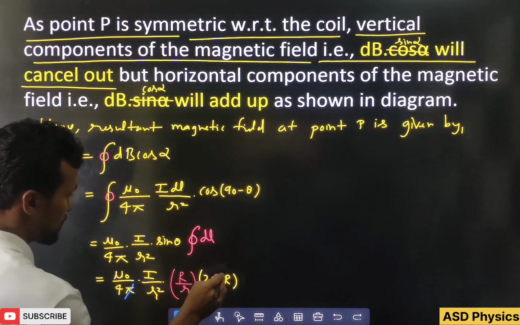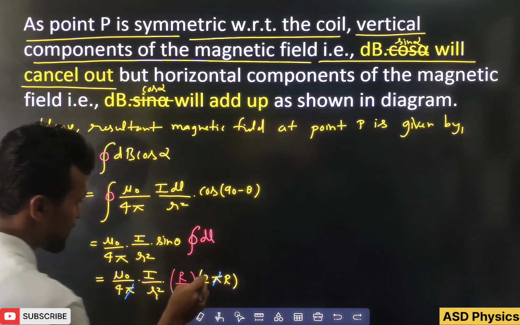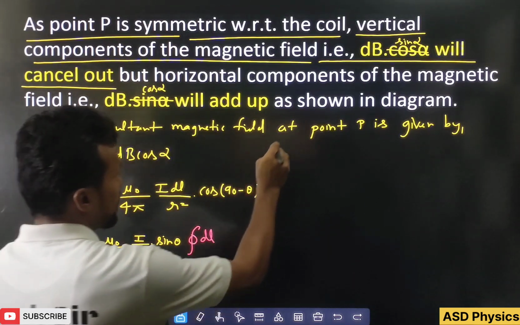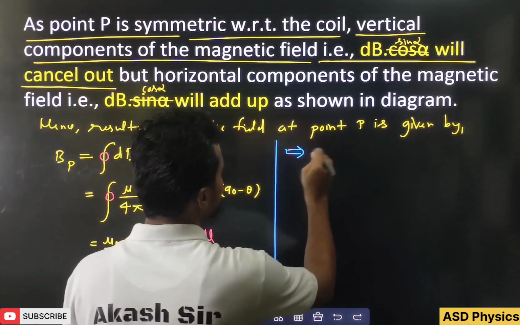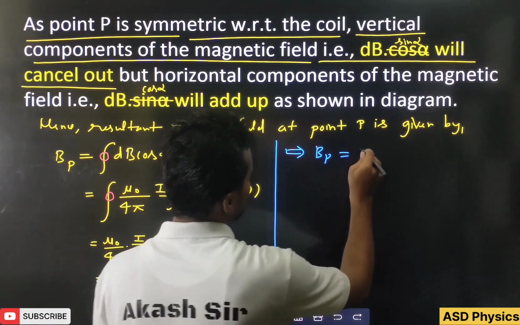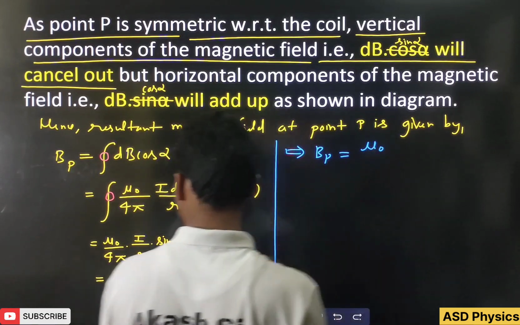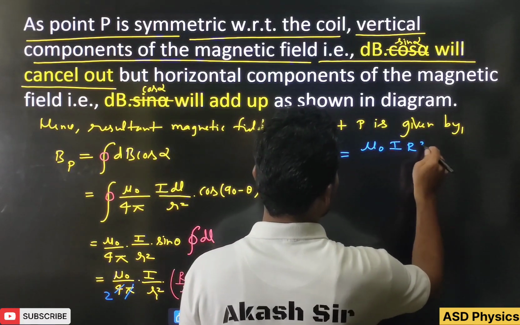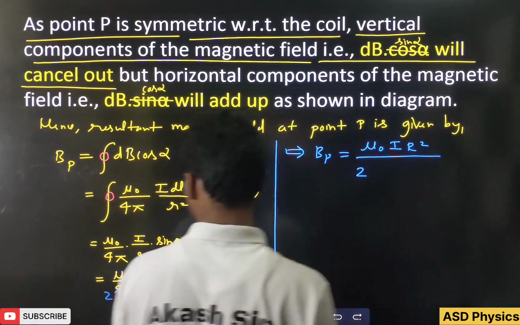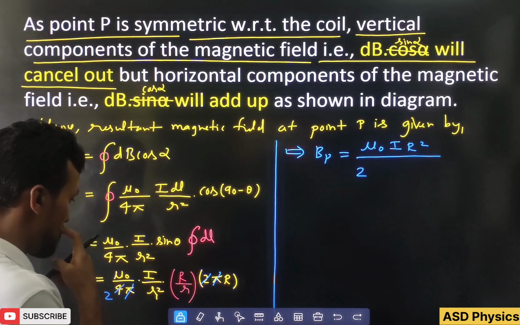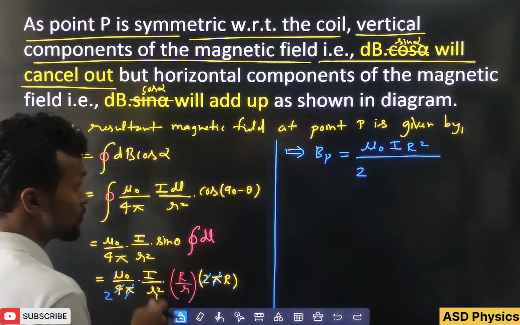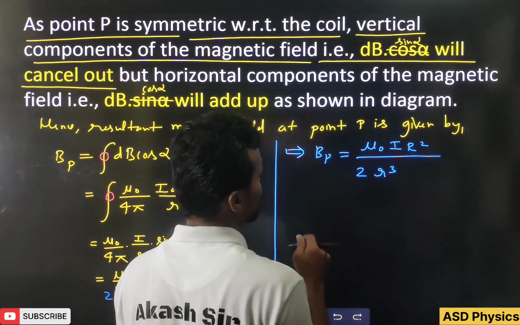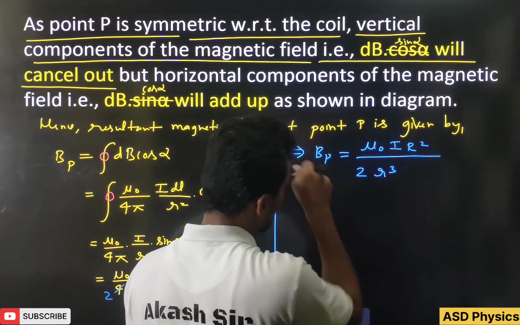See, this pi cancels, from this 2 to 4. So after that, what we can write here? We can write that this BP is given by mu naught IR square by 2, and here you can see very well, R into R square will become R cube. So mu naught IR square by 2 R cube, this thing we have got here.